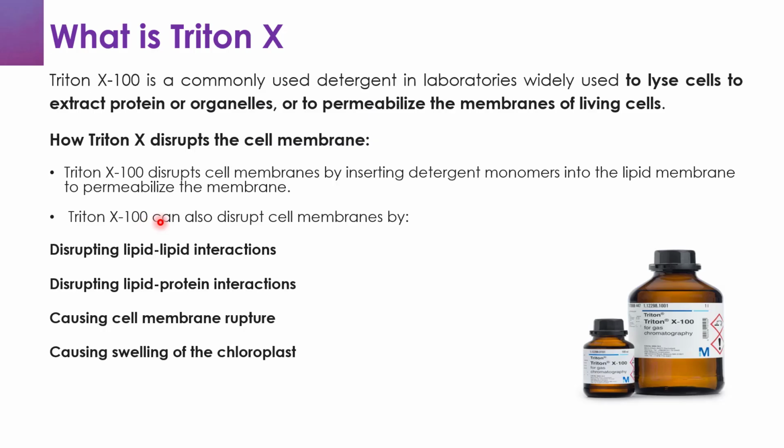Triton X-100 can also disrupt cell membrane by, one, disrupting the lipid-lipid interactions, and two, disrupting the lipid-protein interactions and causing cell membrane rupture, and four, causing swelling of the chloroplast. So these are four ways by which the Triton X-100 can disrupt cell membranes.